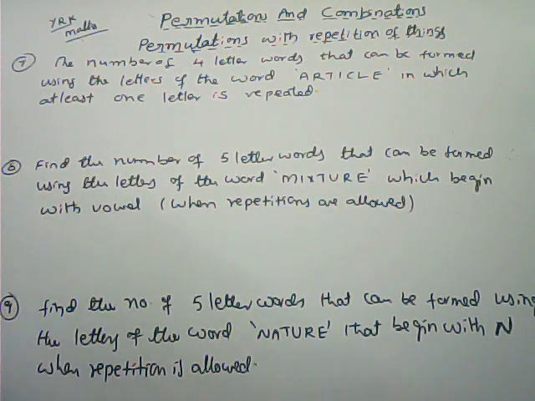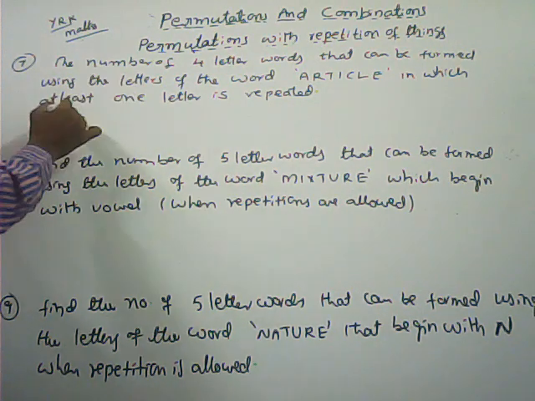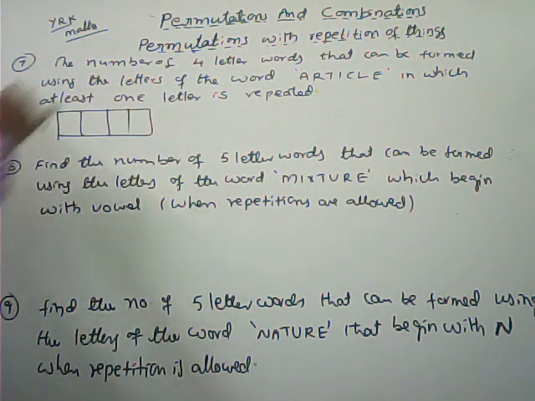Next one. The number of 4-letter words that can be formed using the letters of the word article in which at least one letter is repeated. This one we discussed already, second problem I think. That is in numbers. Here the number of 4-letter words we want. 4-letter words that can be formed using the letters of the word, in which at least one letter.